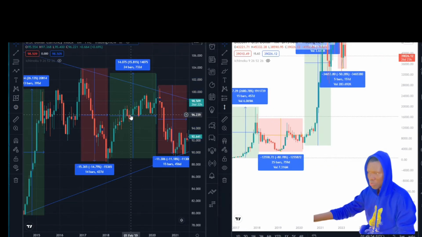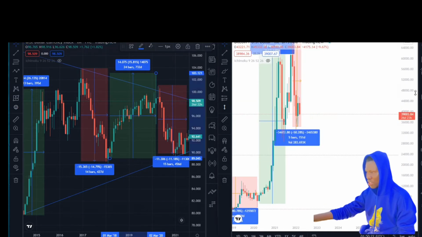And when you come to our DXY chart again, from March 2018 to March 2020, our DXY was rising. And in that same period, from February 2018 to March 2020, Bitcoin was falling. Another inverse relationship.